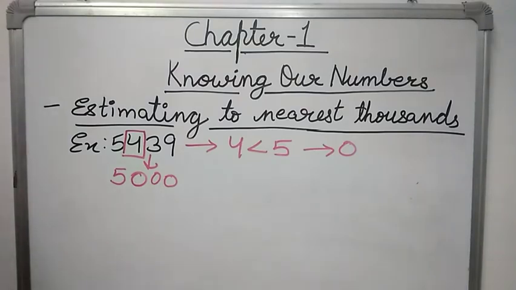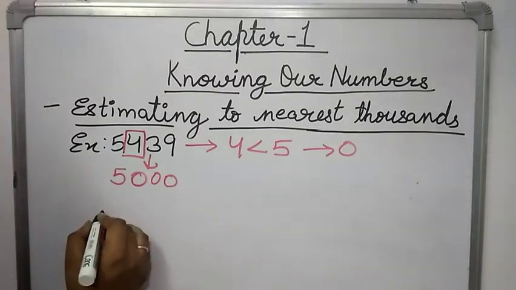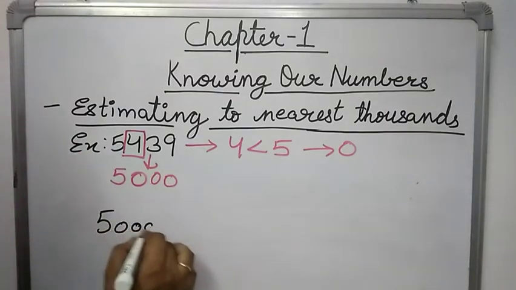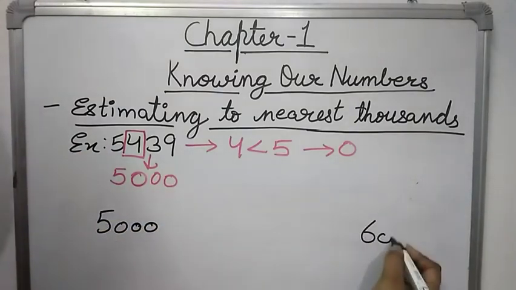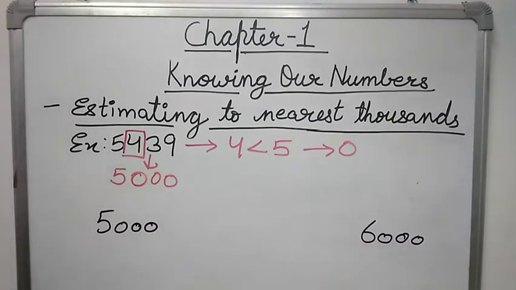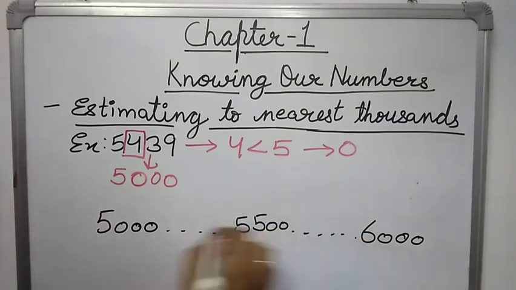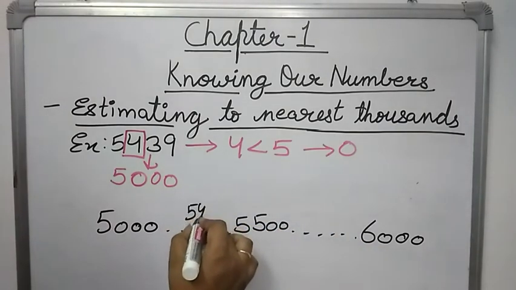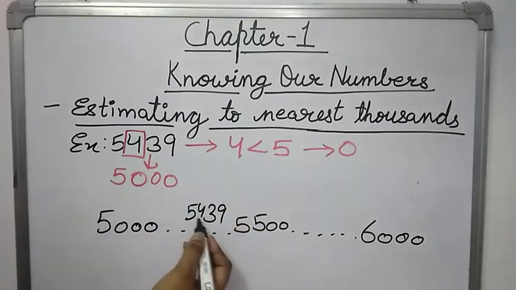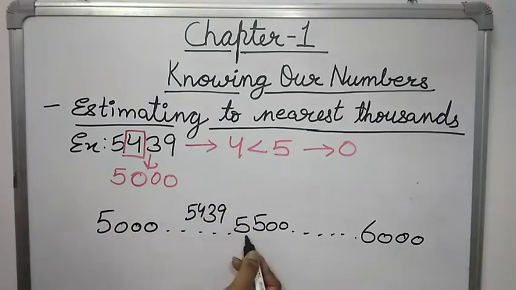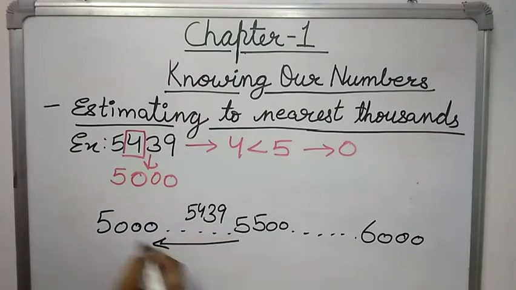If we see it in the second way, this number is between 5,000 and 6,000. This 5,439 lies before 5,500, so it is less than this. So it will be estimated to 5,000.